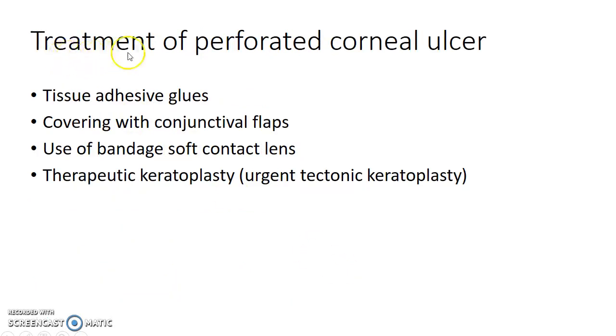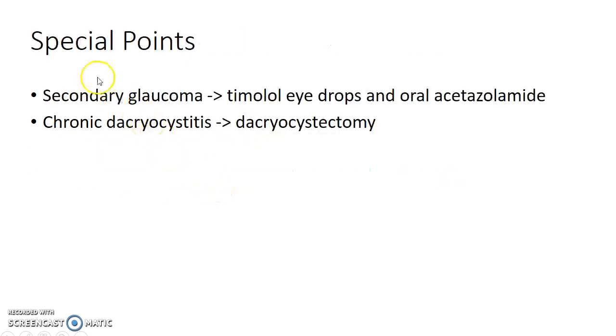Now let us see about the treatment of perforated corneal ulcer. Tissue adhesive glues can be used. Covering with conjunctival flaps can be done. Bandage soft contact lens can be used. And therapeutic keratoplasty can be done for a case of perforated corneal ulcer. Now some special points regarding hypopyon corneal ulcer are: secondary glaucoma should be anticipated and it can be prevented by using timolol eye drops and oral acetazolamide. Chronic dacryocystitis, if identified, should be treated by dacryocystectomy.